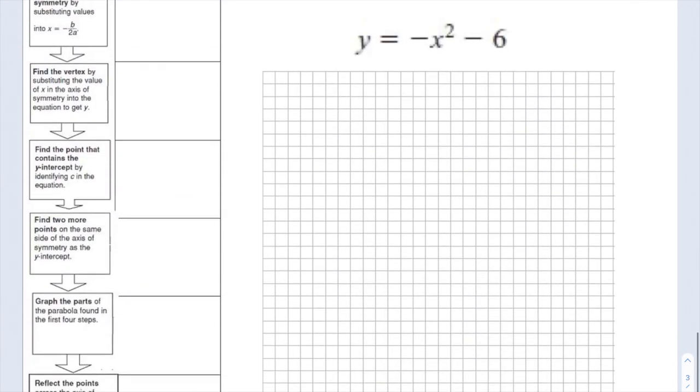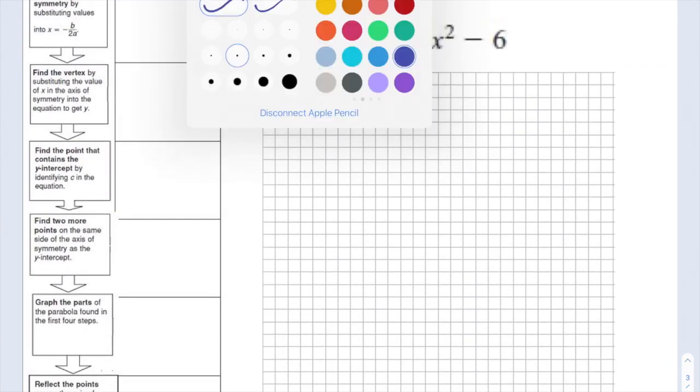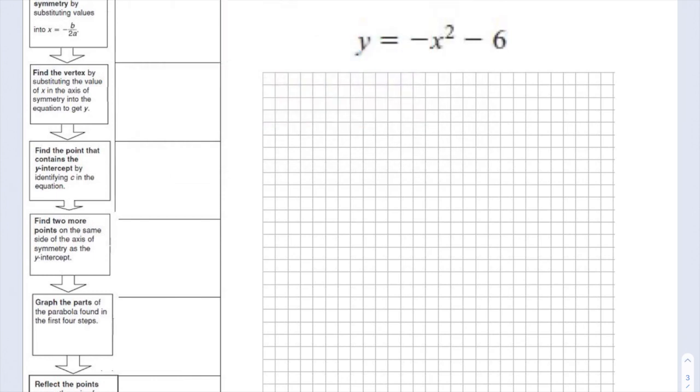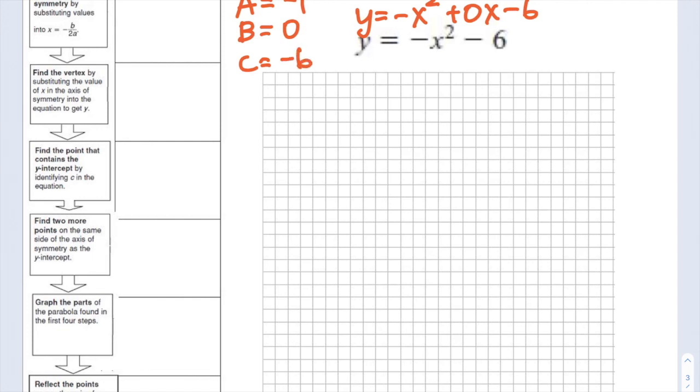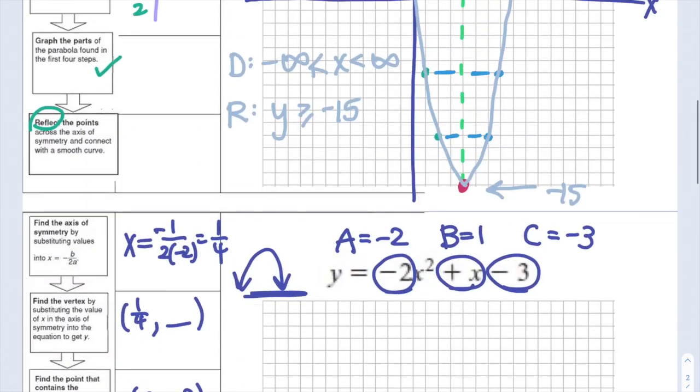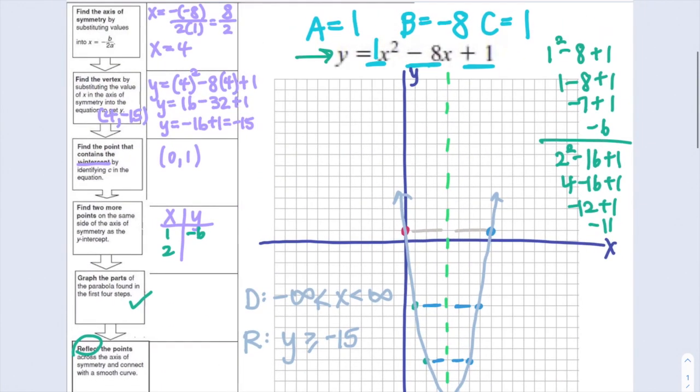So let's look at one more. This equation looks slightly different. There's no x term, so you could rewrite this as negative x squared plus 0x minus 6. And now you can identify a, b, and c. A is negative 1, b is 0, and c is negative 6. Again, the process is the same. So everything we've done for this first example, you're just repeating. The difference are the numbers that you're using.